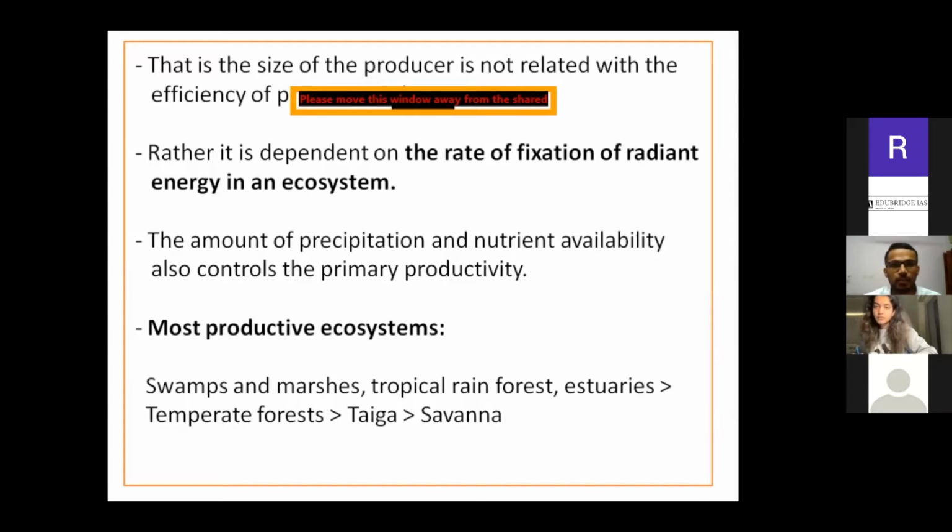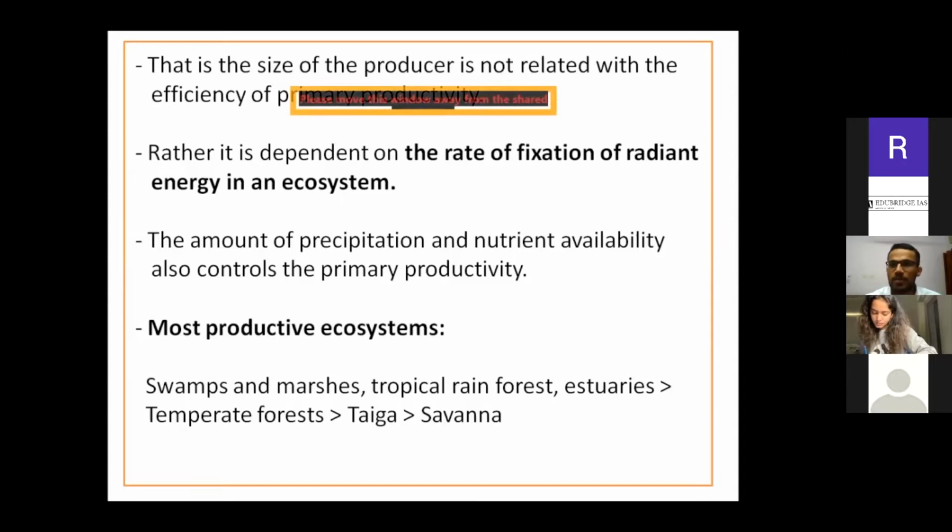Rather, it is dependent on the rate of fixation of radiant energy in an ecosystem. So it all depends upon the rate of fixation, how efficiently that particular ecosystem is fixing the radiant energy in the form of sunlight. That is more important to determine the productivity of an ecosystem.